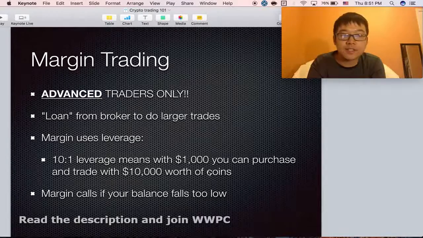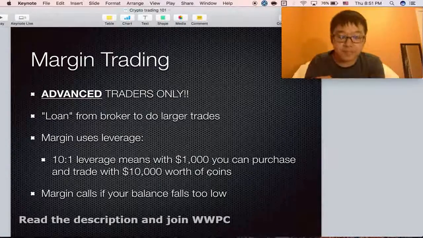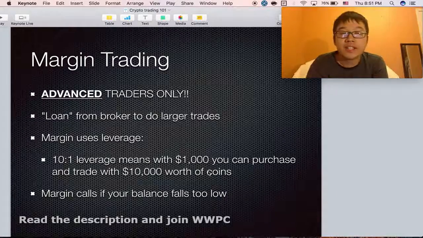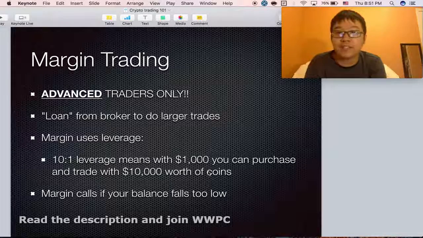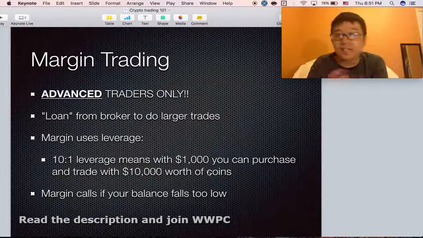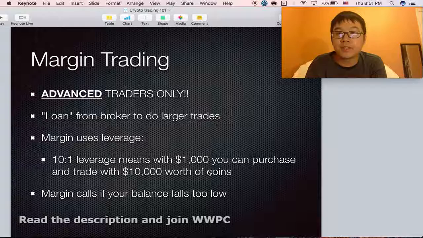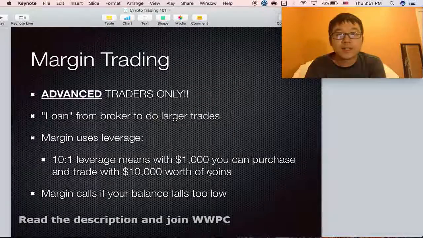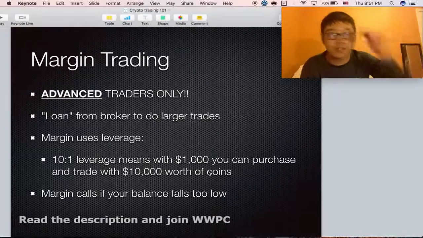Margin uses something called leverage, and what that means is best defined by an example. Basically, if you have 10-to-1 leverage, that means that with $1,000 you can purchase and trade with $10,000 worth of coins, and thus potentially gain a lot more money if you put in the right orders and positions. Of course, you have to pay back their loan, but you can trade with more coins, so your gains will be more as well.